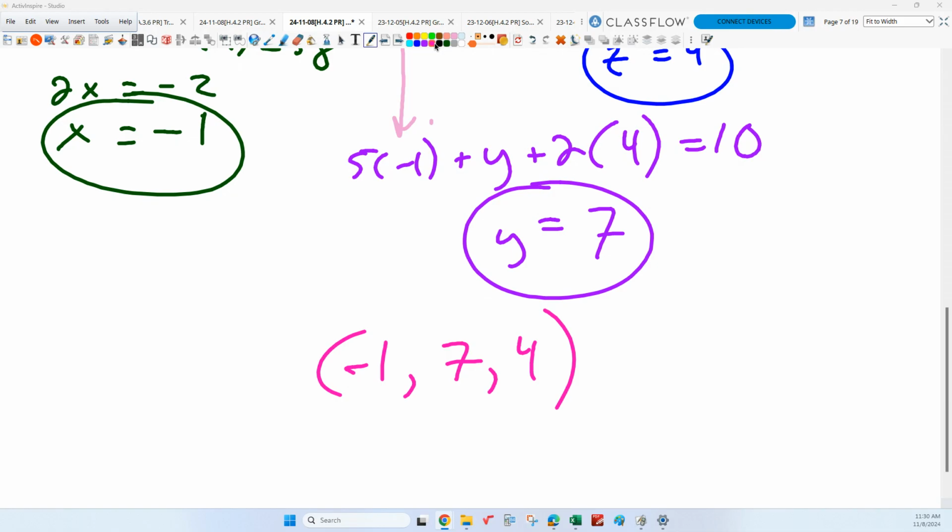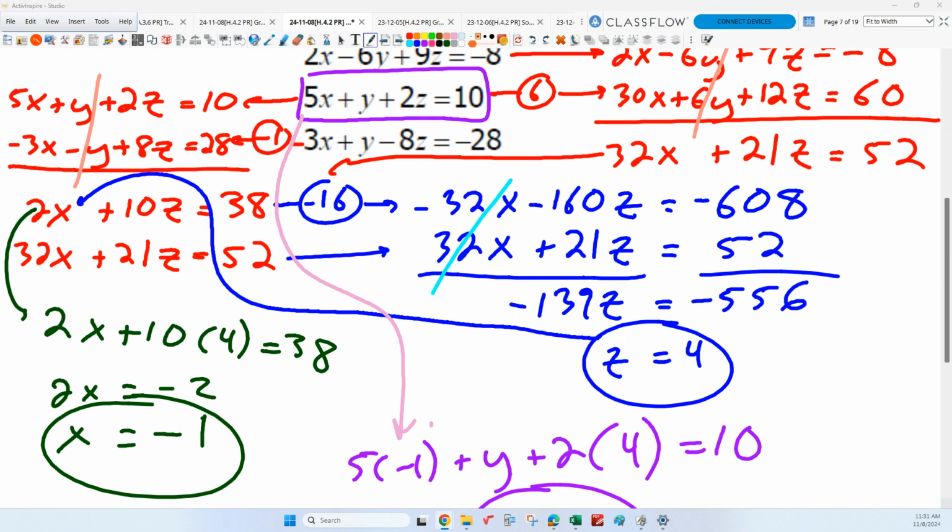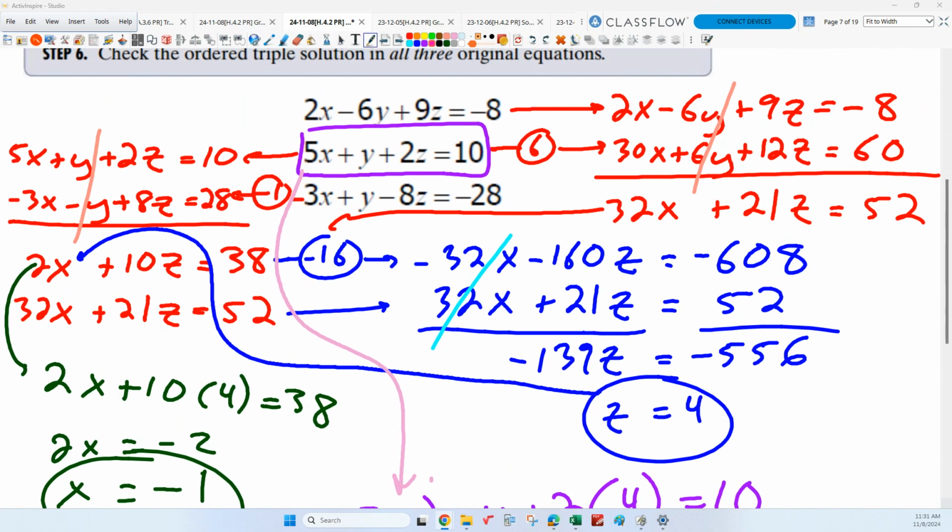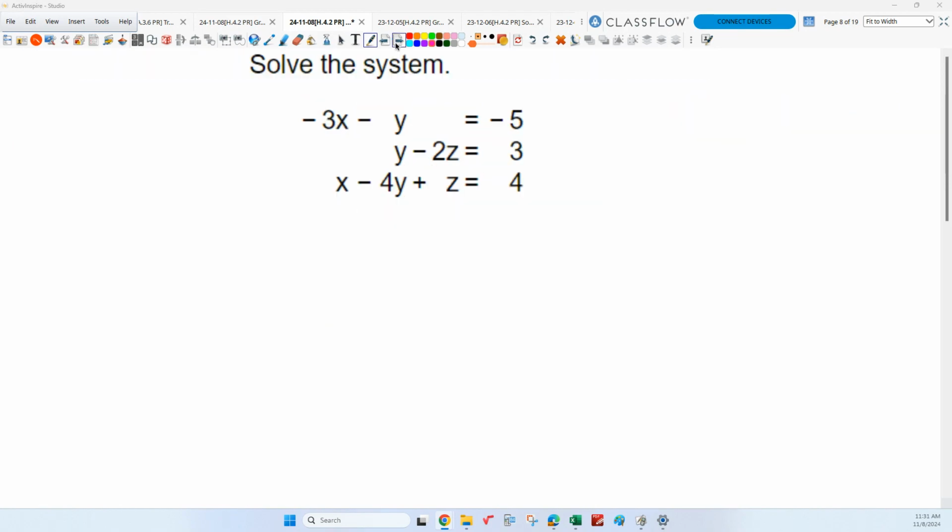How could we check our solution? Plug it back into which equation? If I want to check the solution of the system, which equation do I plug it into? All of them. I have to plug it into all of them. To be a solution of the system, it has to be a simultaneous solution of all the equations in the system. So it has to work in all 3. Okay? All right, let's try another one.